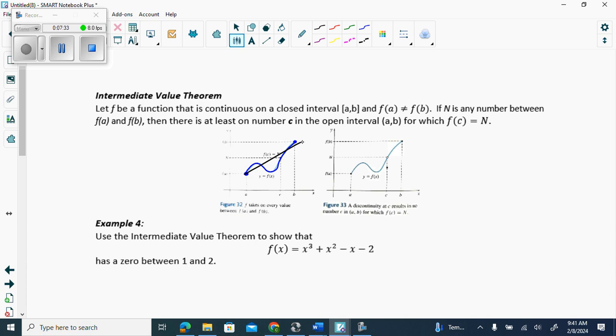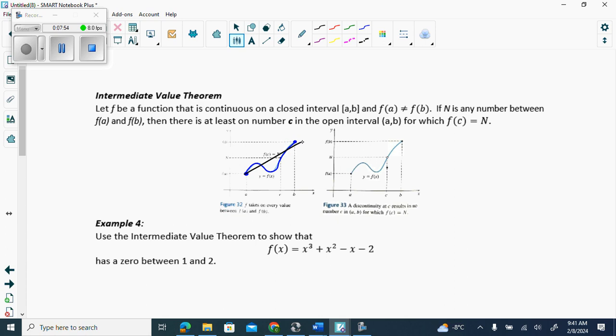Okay? Now this one says a discontinuity at C results in no number at C between A and B. So the graph has to be continuous the whole domain. If the graph is not continuous at C, then I know there exists a value of every y between A and B, but not at C, right? Because there would be that gap there.